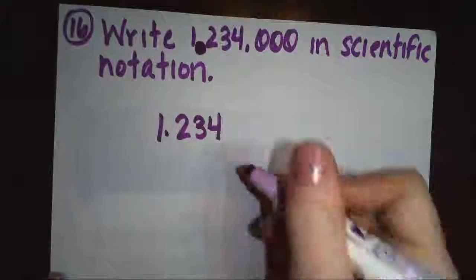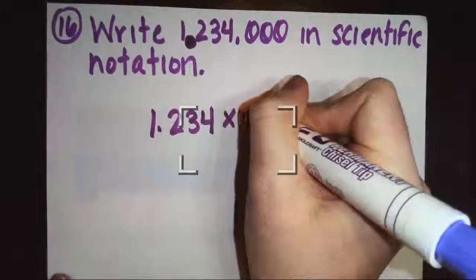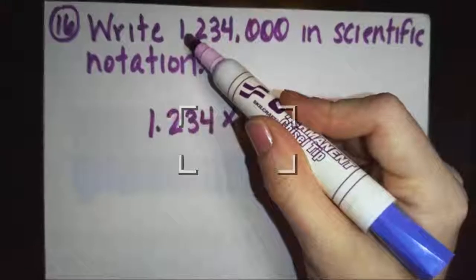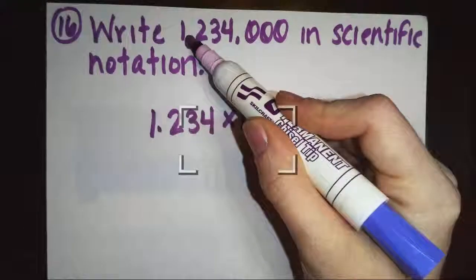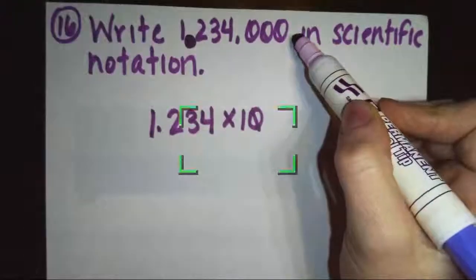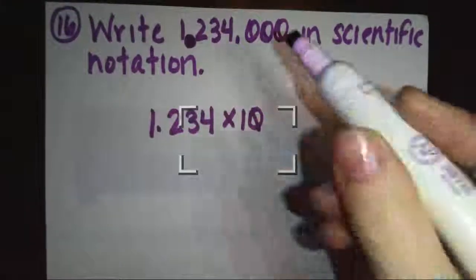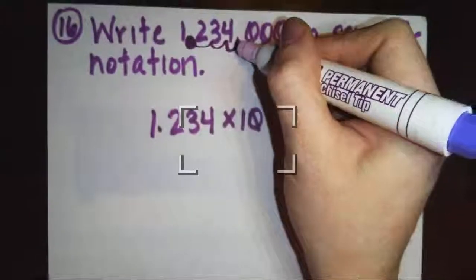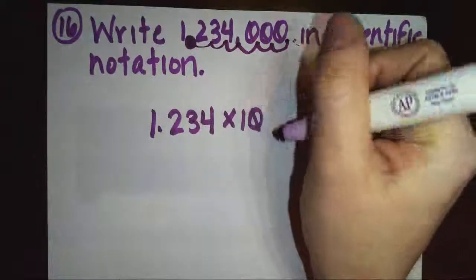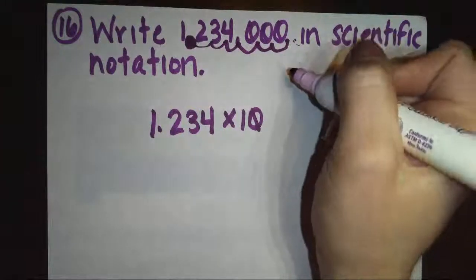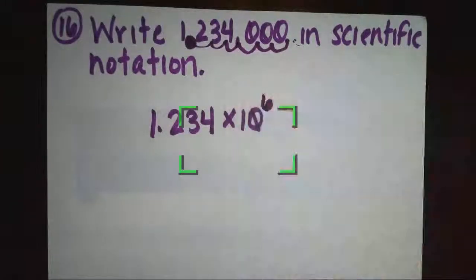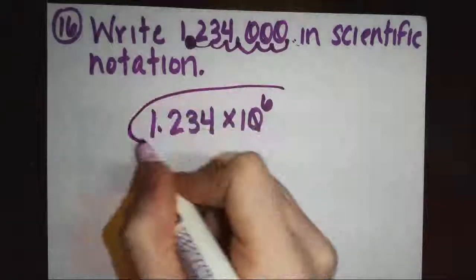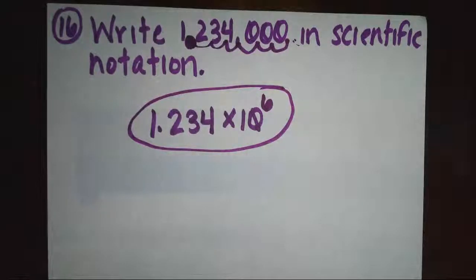Now I know I'm going to have to multiply by 10 because we do that in all scientific notation. And to determine the power, I decide how many units and in what direction I have to move this decimal point to get it back where it started. Originally that decimal point was at the end there. So to get it back, I have to move it 1, 2, 3, 4, 5, 6 units to the right. Since it's right 6, I'm going to use a positive 6 as my exponent. And now I have 1,234,000 written in scientific notation.